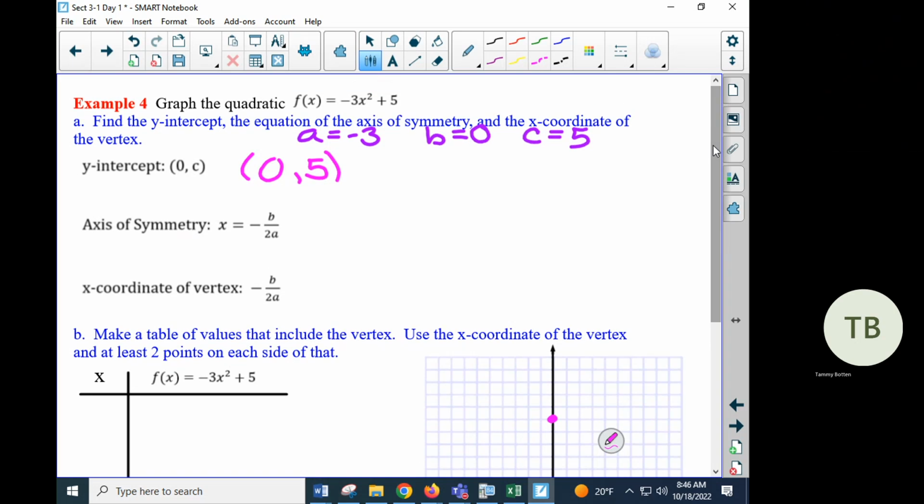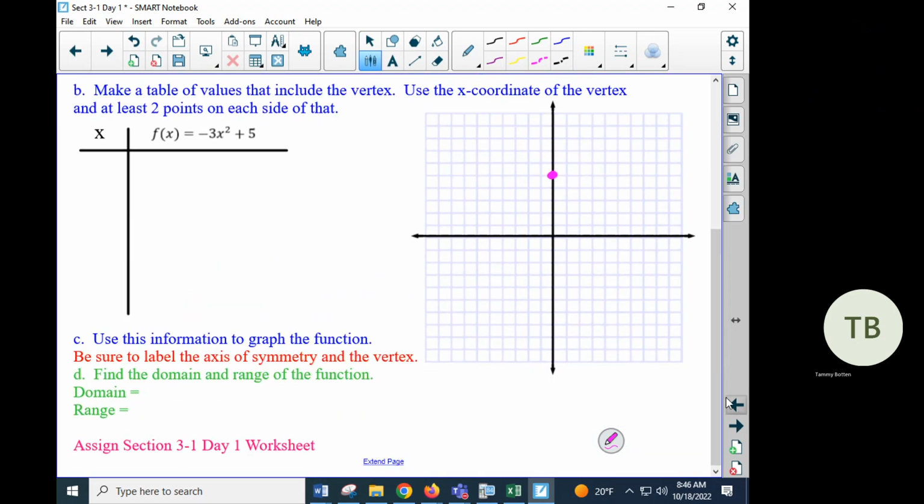And then when I go to do my axis of symmetry, it's going to be -b over 2a. And if b is 0, what is your axis of symmetry always going to be? It would be 0 divided by something. So if your b is 0, 0 divided by anything is 0. So our axis of symmetry is going to be at x equals 0. So I'm going to go back here and label that on my graph.